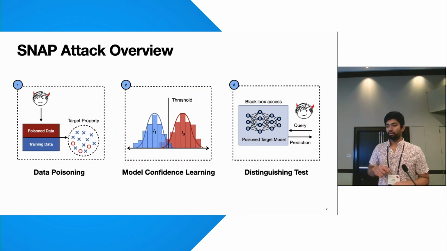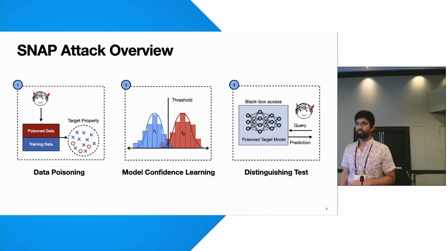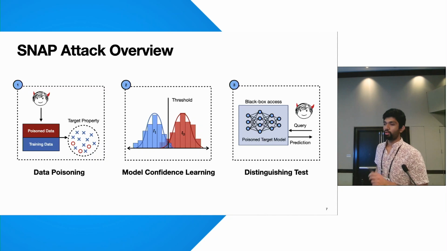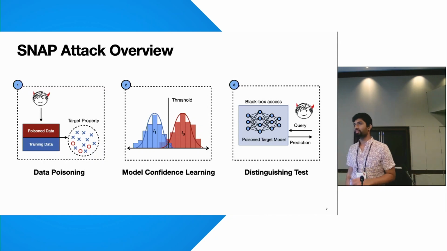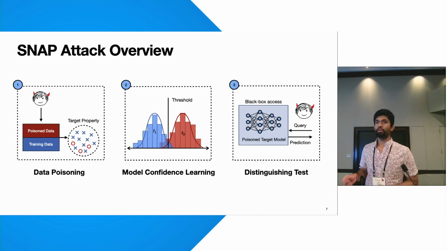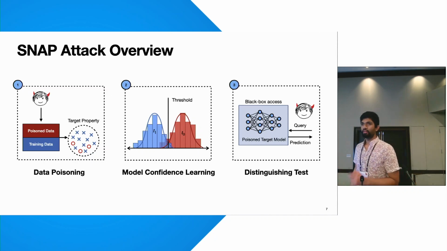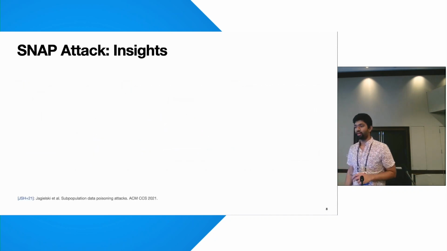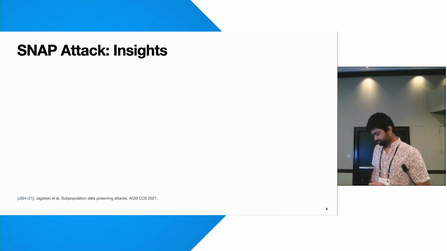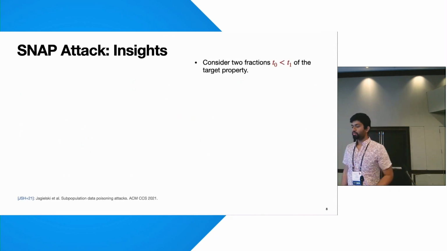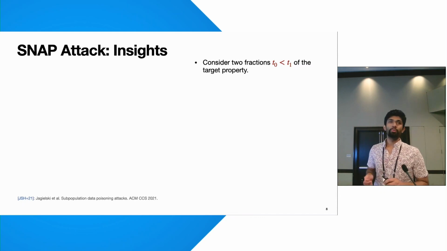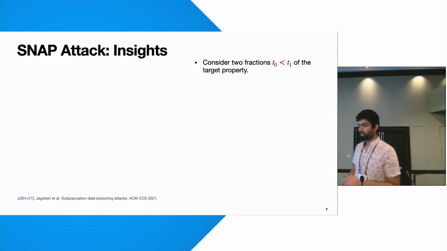Our attack is divided into 3 main phases: the data poisoning phase, the model confidence learning phase, and the distinguishing test. Before I discuss each phase in detail, I'll first discuss the insights that we have for our attack. Say we were interested in knowing if the model was trained on T0 fraction of the data or T1 fraction of the data.